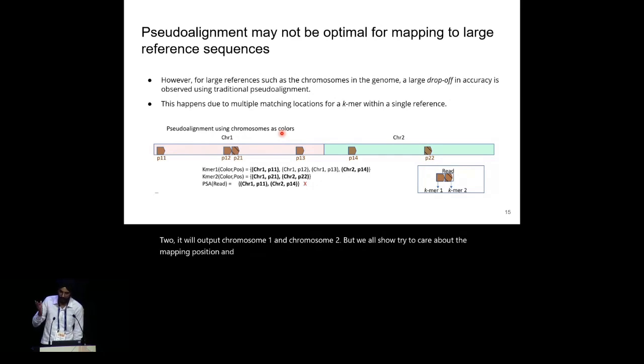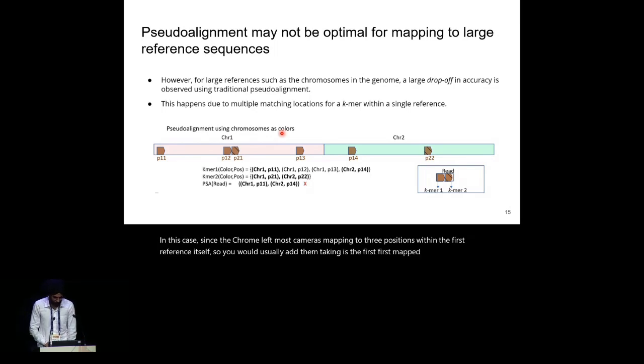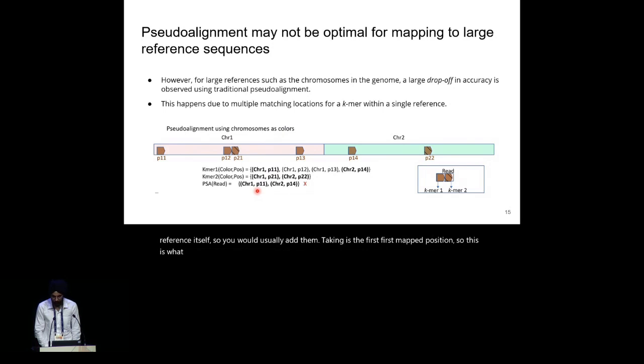The way pseudo alignment outputs a mapping position is based on the position of the leftmost k-mer. In this case, since the leftmost k-mer is mapping to 3 positions within the first reference itself, what it usually ends up taking is the first mapped position. So this is what we get as an output, and we can see that neither of these is the place where this read maps. So we have 2 false positives. At the same time, we have a false negative because we have missed this mapping position.